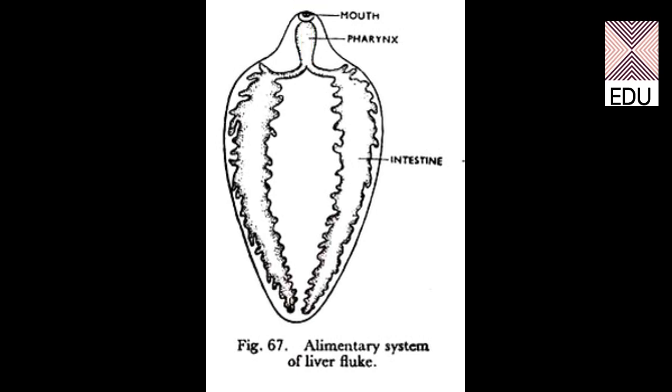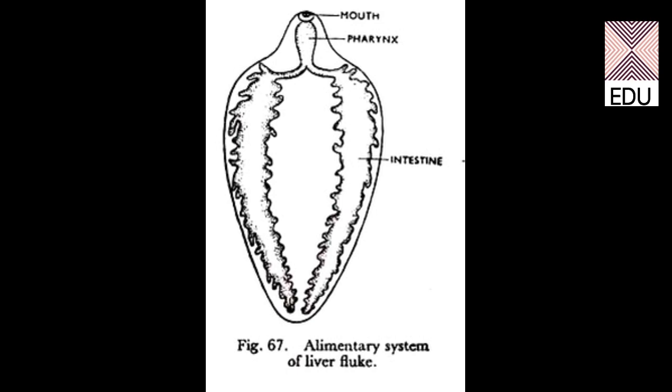So here, when the digested food is taken into the body, what remains inside the intestine are the waste materials. Now these waste materials, as there is no anus, are thrown out of the mouth itself. So the mouth also acts as an anus here.